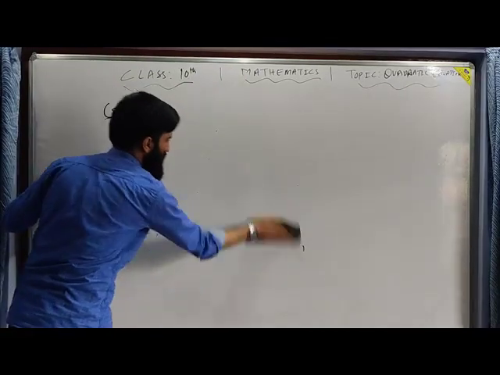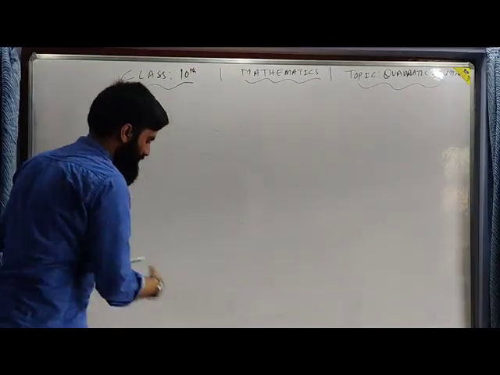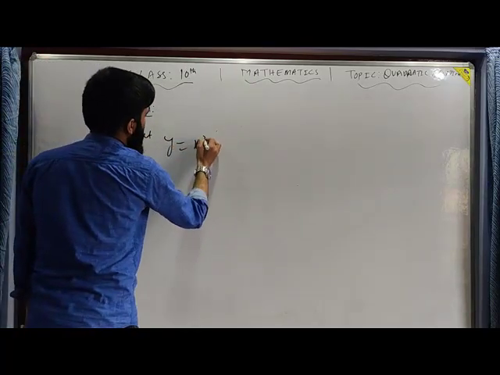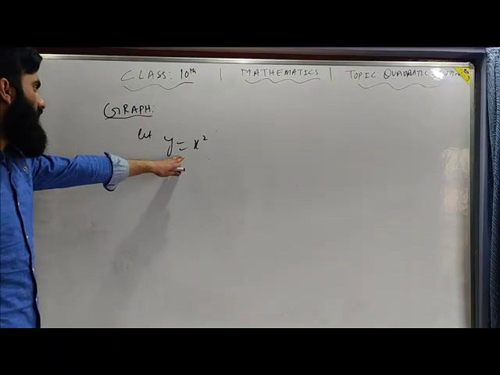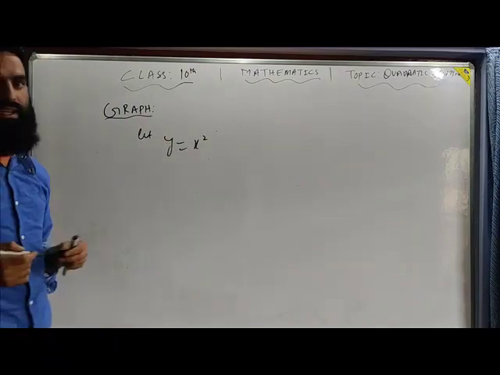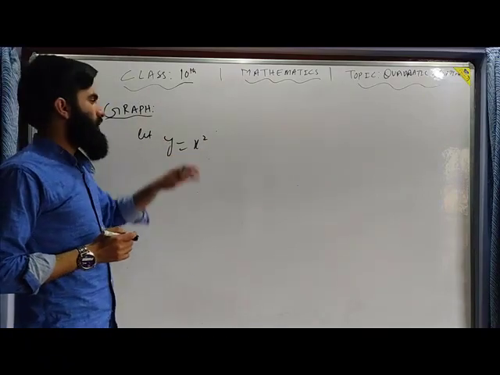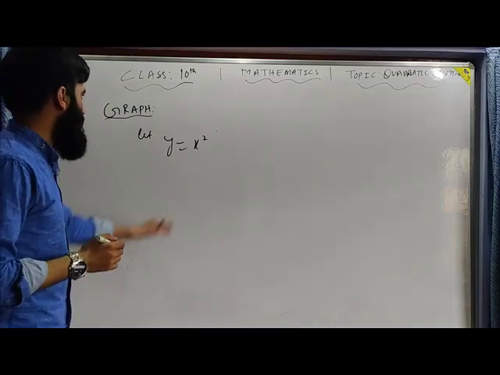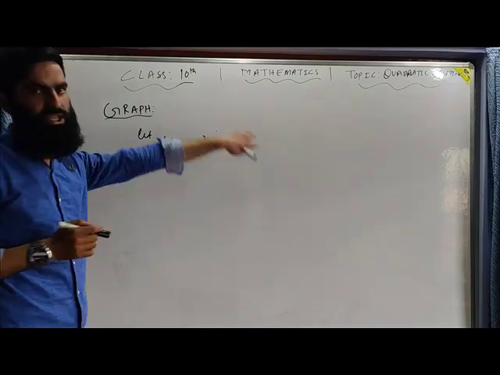If we have a quadratic equation, let y is equal to x square. Obviously, this is a quadratic equation, because there is a square of x. So let y is equal to x square. This means we have a quadratic equation over there. Now we can write it as x square minus y is equal to 0.